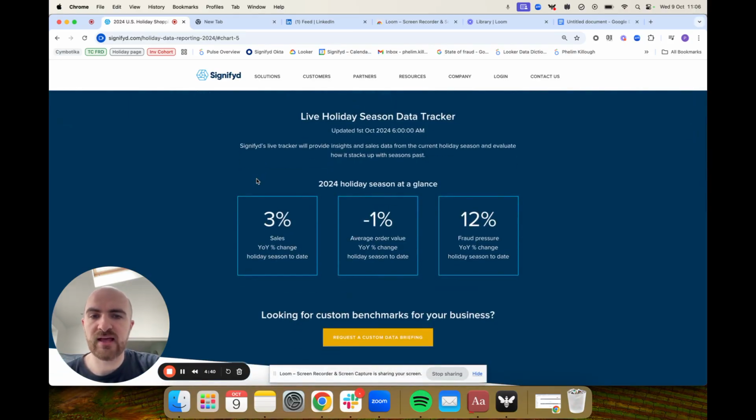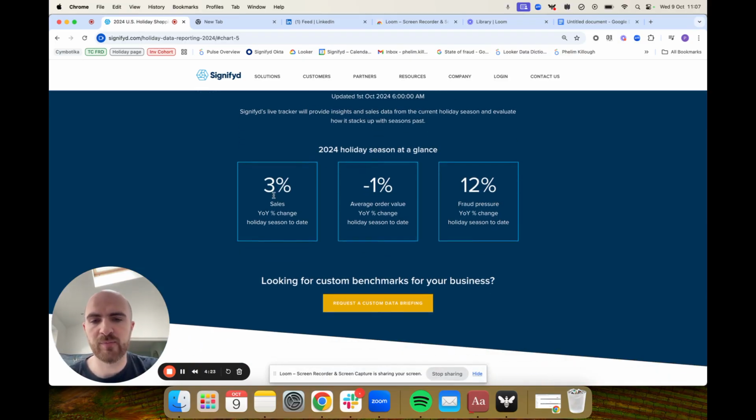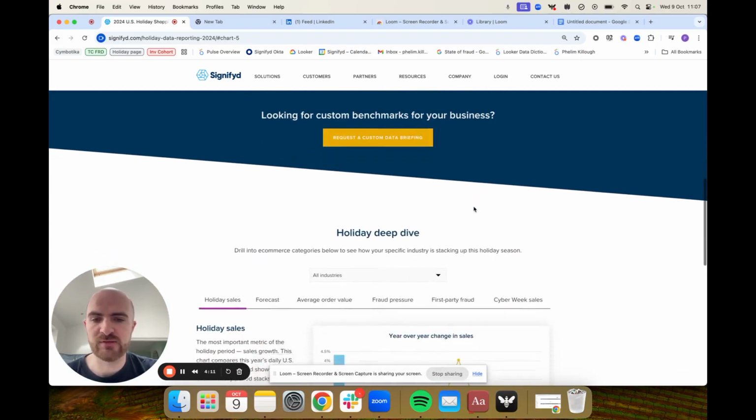The live holiday data tracker starts with holiday season at a glance. This is overall e-commerce data compared to last year. We're defining the holiday season this year as the entirety of Q4. So what we're seeing here is a rolling number for Q4 on sales, average order value, and fraud pressure. Fraud pressure is the measure of how risky the traffic is we're seeing, or how much value we're seeing in risky traffic as deemed by Signifyd models.